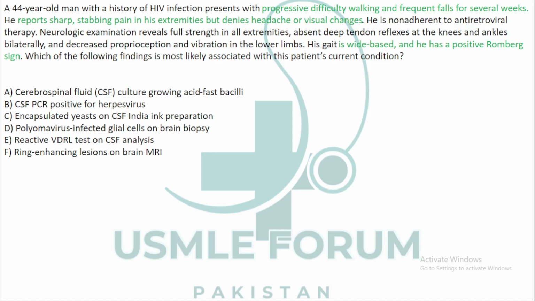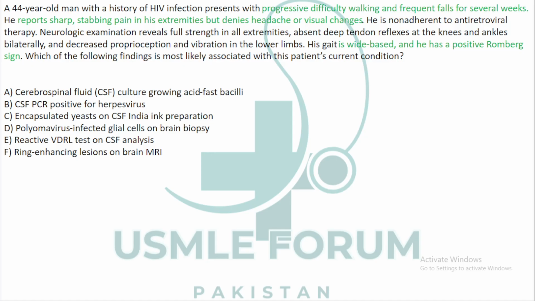Okay, that's what we were talking about. So the pearl to remember: if you see ataxia, lightning pains, decreased vibration and proprioception, and a positive Romberg, think of tabes dorsalis, tertiary syphilis, test CSF VDRL. Nothing more, nothing less than that. That's the correct answer.